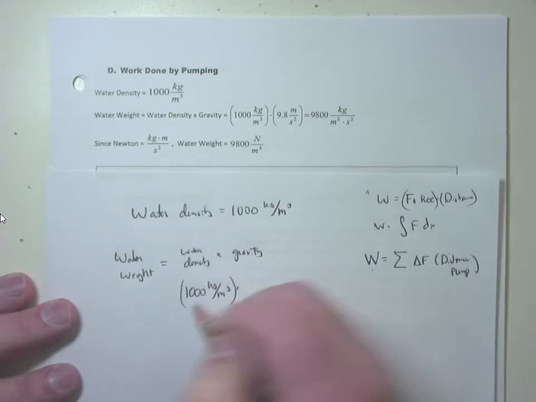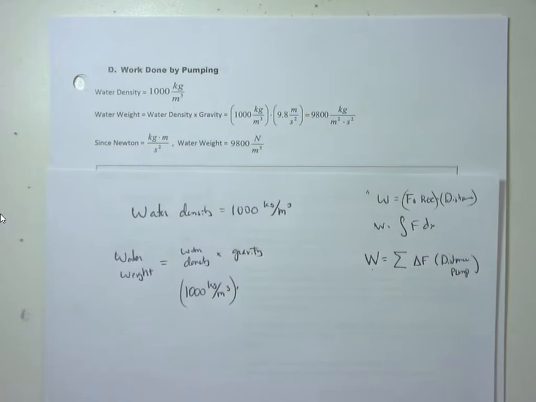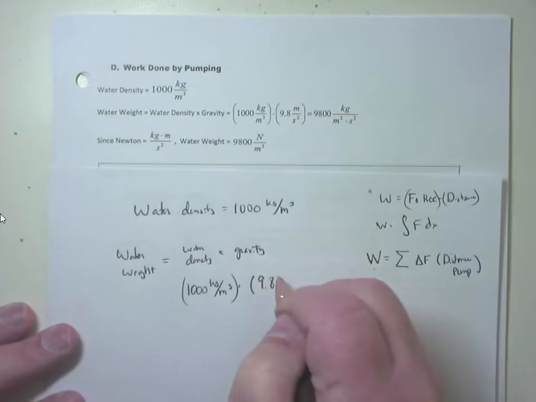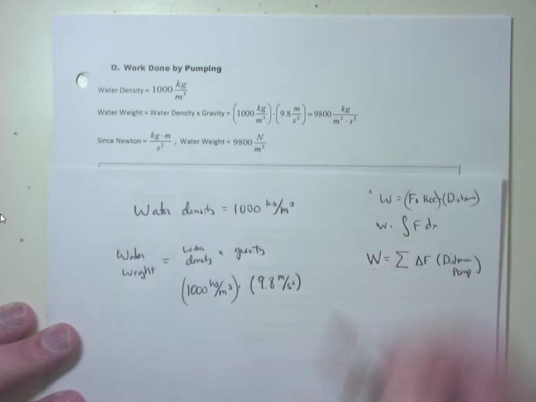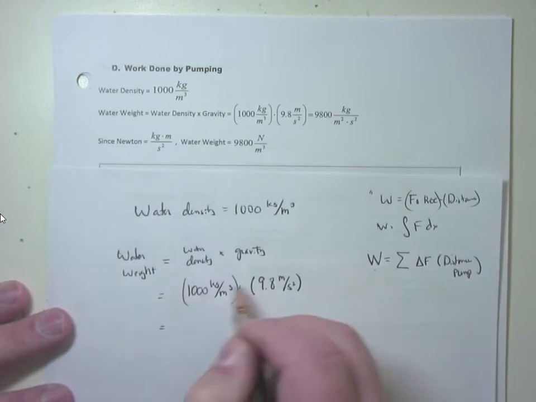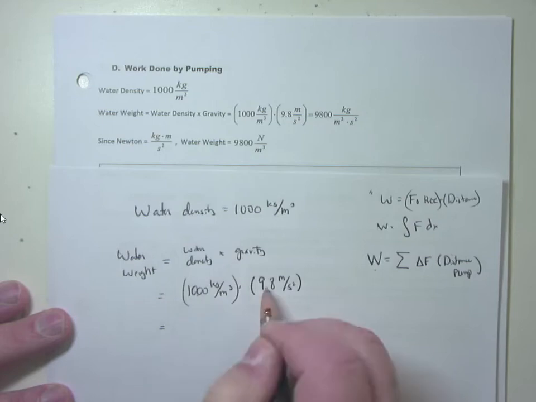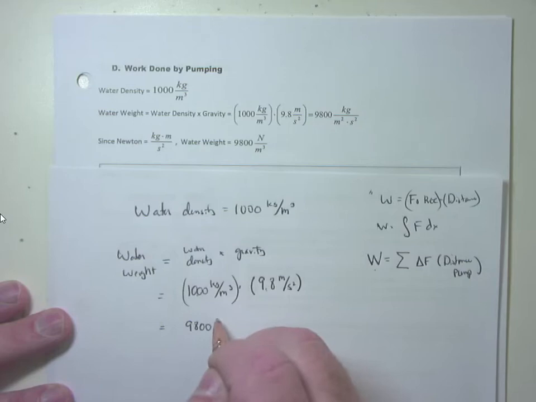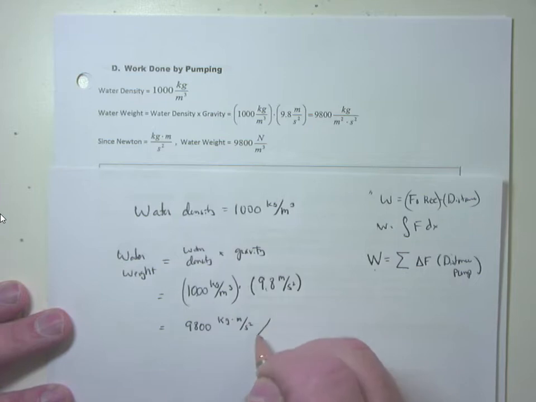What is gravity? And this is the metric system because it's a meter cubed. So what's gravity in the metric system? Things we're supposed to know, 9.8 meters per second squared. So when you multiply these two together, 1,000 times 9.8 is 9,800, and you're going to end up getting a kilogram times meter per second squared per meter cubed.